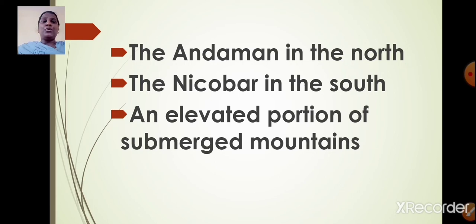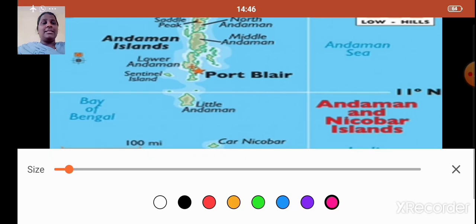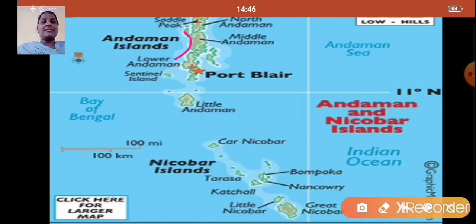An elevated portion of submerged mountains. Students, it is believed that Andaman and Nicobar Islands are the elevated portion of submerged mountains. Here in this map you can see the Andaman Islands in the north and the Nicobar Islands in the south. Is that clear, students? They are numerous and they are scattered.